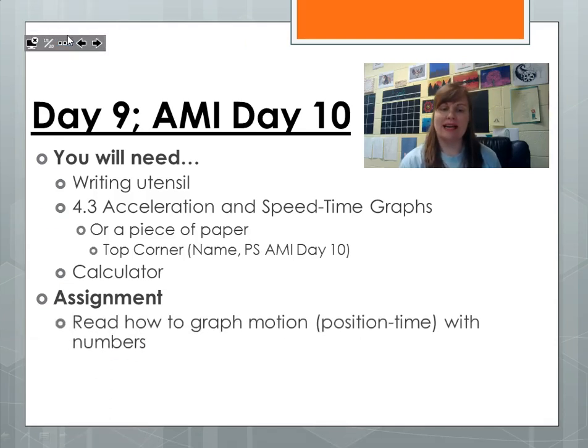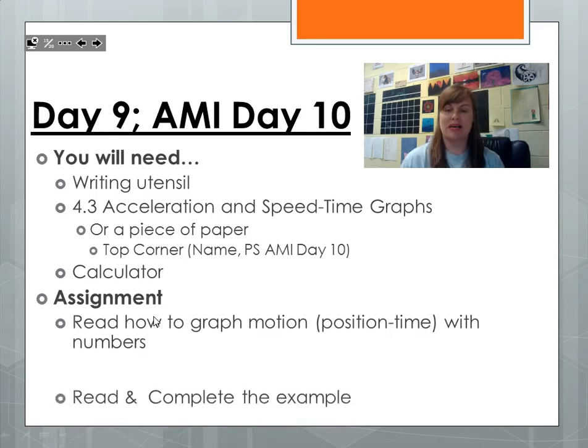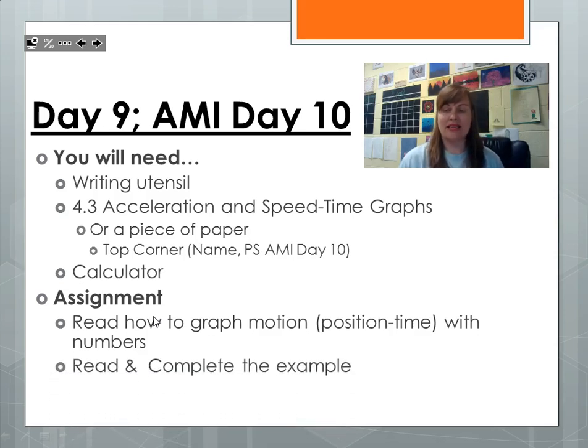The assignment for today is to read how to graph, this says to read how to graph motion position time. I did not change that. You're going to read how to find acceleration using speed time graphs. Read and complete the examples, which we're going to do together, and then your assignment is to complete numbers 1 through 7. Together, we're going to do number 1 and number 5.